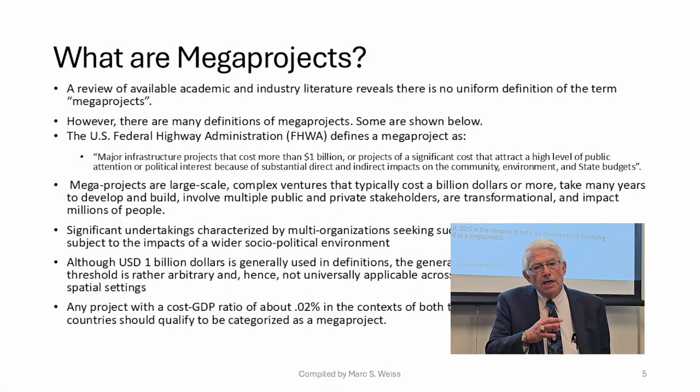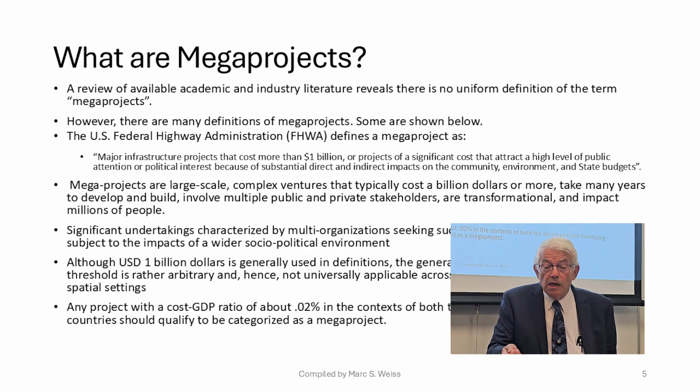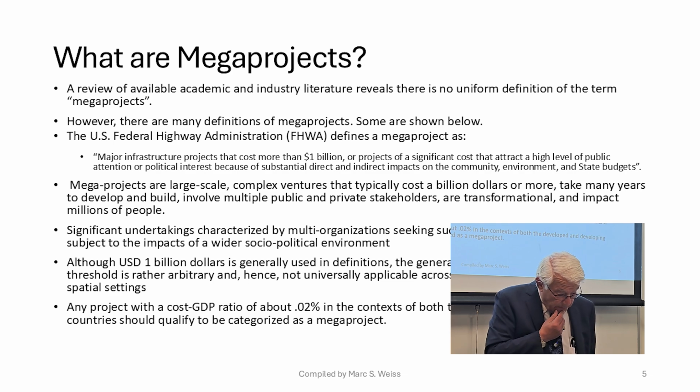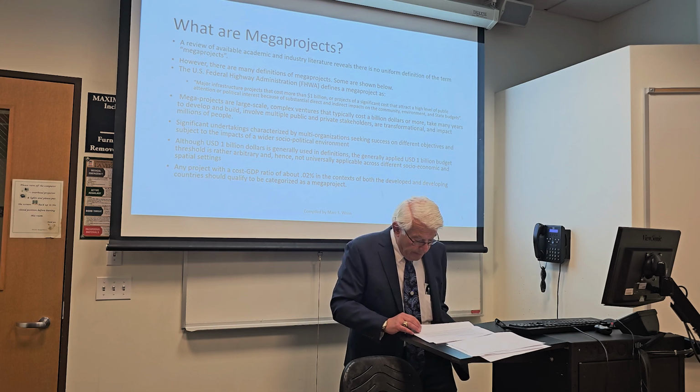So for example, what I would say is on the fourth bullet down, there's not a universal agreement on what makes a megaproject, but the most common definition is in US dollars, the project is $1 billion or larger. Takes many years to develop and build, involves many stakeholders. I don't know if you're familiar with what a stakeholder is. Marc's definition is any person or entity, or any people or entities that have a vested interest in the outcome of the project. So those are stakeholders. They're very transformational, and they typically impact millions of people.